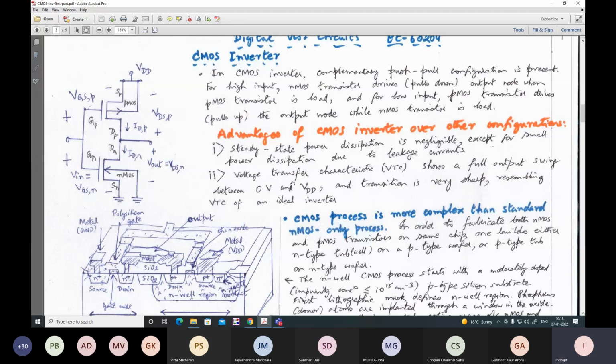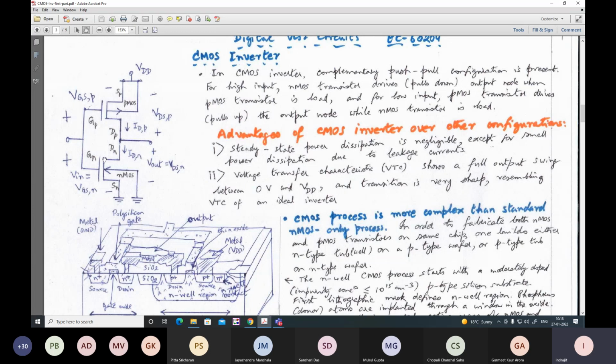Second advantage is that the voltage transfer characteristic shows a full output swing. That means it gives us a wide noise margin, probably the widest noise margin possible of all the inverters. Okay, why? Because VOH is perfectly VDD and VOL is perfectly 0 volt.